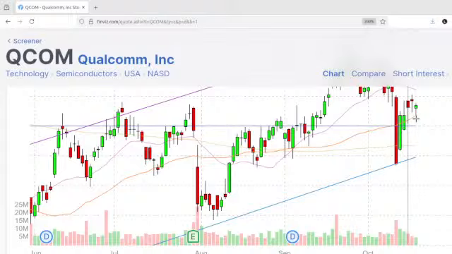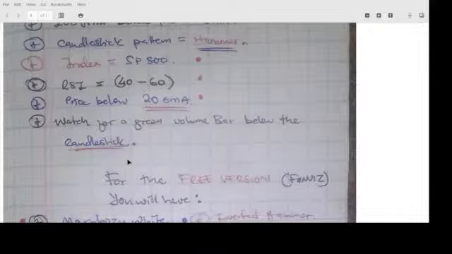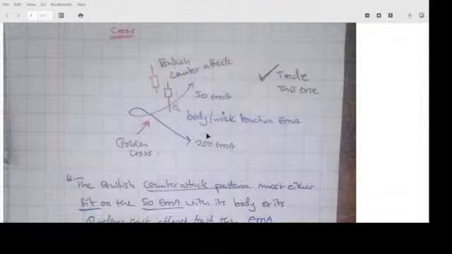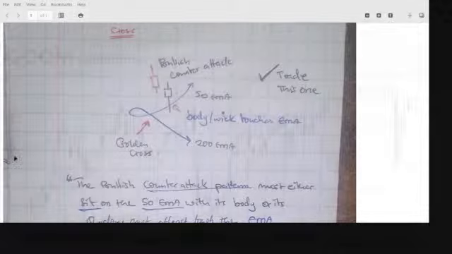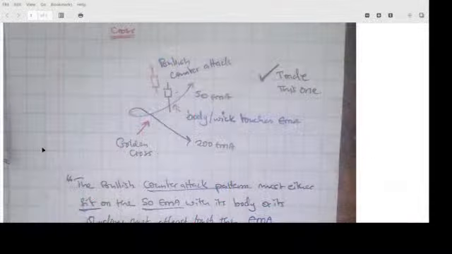So this is what you have here. As you can see, the price has touched the 50-day moving average below the 20-day moving average. We have a green volume bar here. Again, this is the same pattern that I showed you here. Let me see if we can find it. So that's the pattern right there. Notice the similarities between these two patterns, right? So this is what you want to trade.